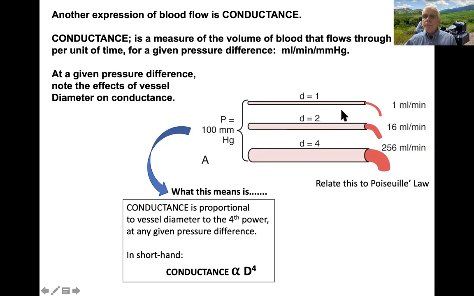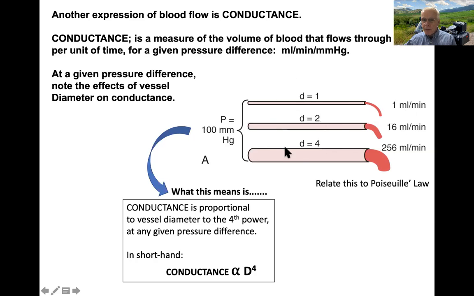In this example, the diameter is an arbitrary value of 1 at a constant pressure difference of 100. We're saying that there's about 1 mL per minute of fluid flowing through this tube. If you double the diameter of this tube from 1 to 2, the flow doesn't double. It goes up 16-fold. If you take that tube and double it again, relative to the first situation, it goes up 256-fold.